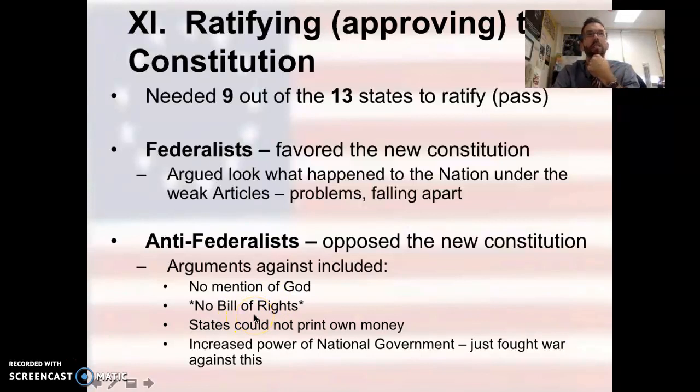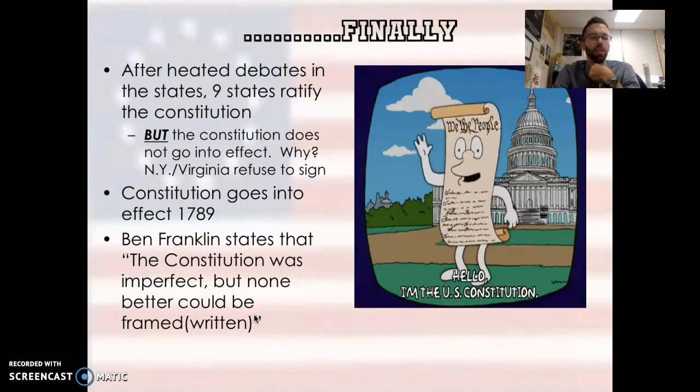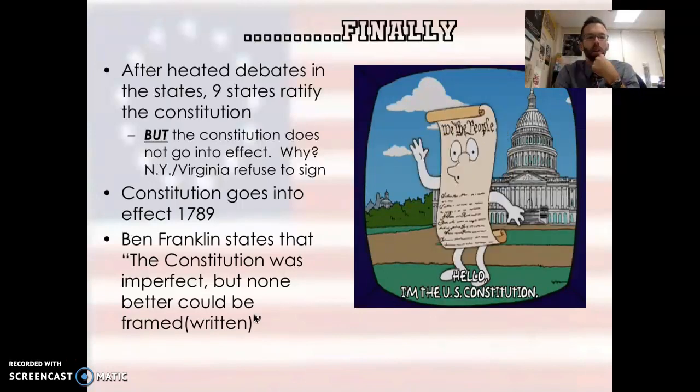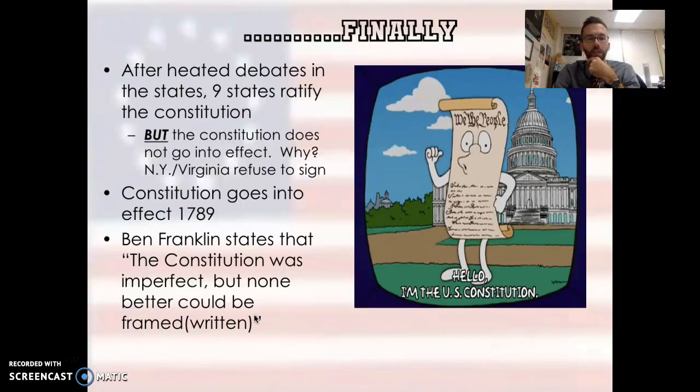There's something the Anti-Federalists are not going to forget about, but that'll come in 1791. And as Ben Franklin says, the Constitution was imperfect, but it's pretty darn good. 230 years later, we still have it. We still use it. And it took a lot of compromise and trial and error to get us there.